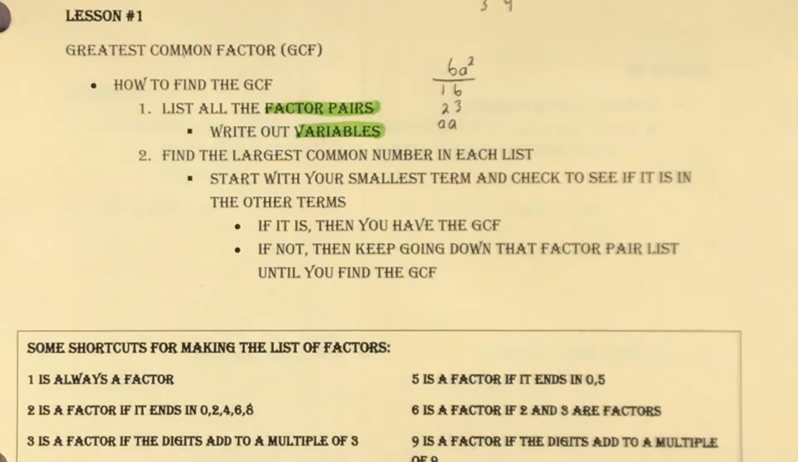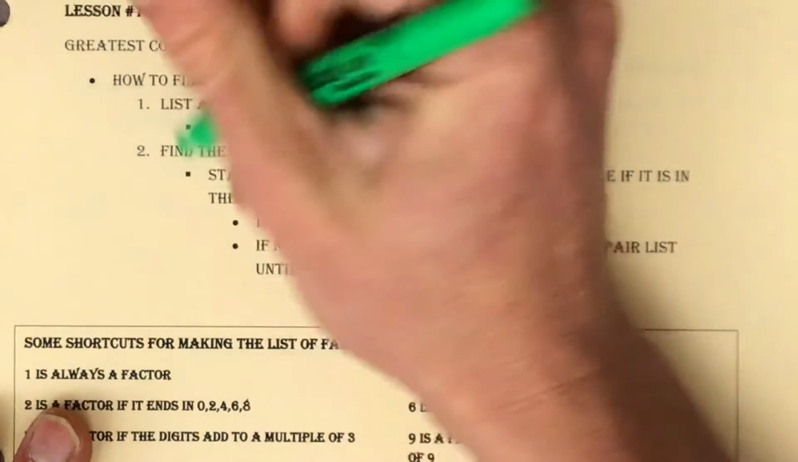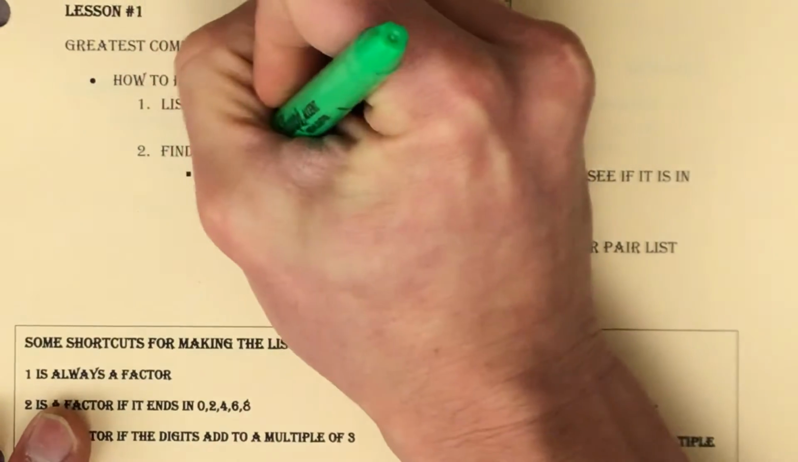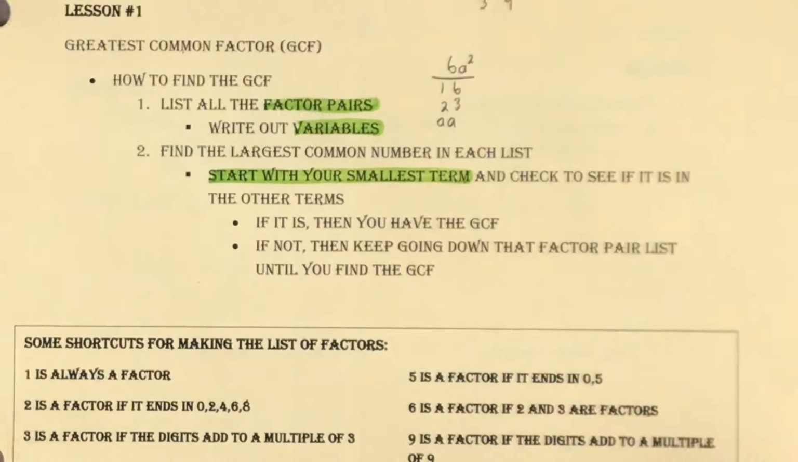and we looked to see if that was in 12, which it was. Now, if it's not, then I would go down to the next biggest number in the list of 6 and look there. Because sometimes you'll find there are multiple numbers in common between the 2 lists, and we always want to find the biggest one. So start with the smallest term and check to see if it's in the bigger one. Then you would do the same with variables: what's the smallest amount of that variable that's there. That's where we're going to go.